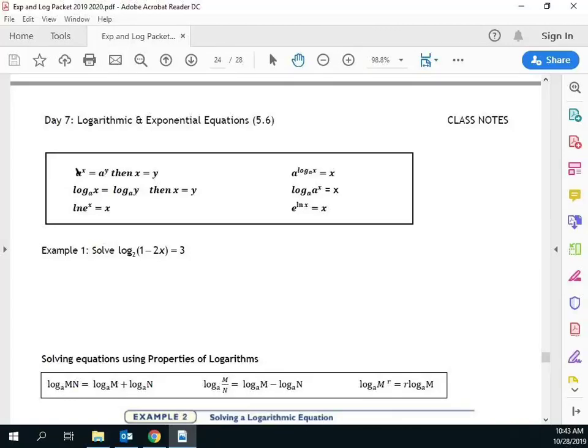The like bases cancel out each other, and you're left with just the exponents equaling each other. And you solve from there. Same is true for log of the same base as well. But you got to know this, guys. It's log on both sides of the equation.